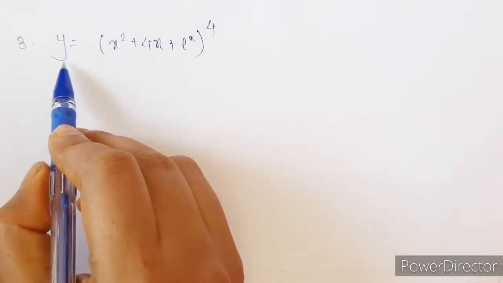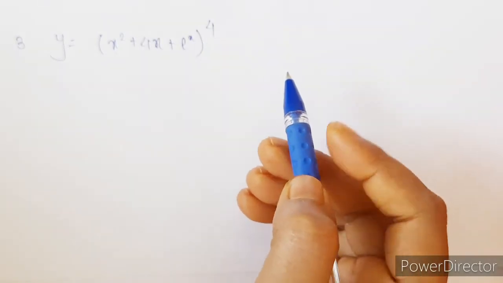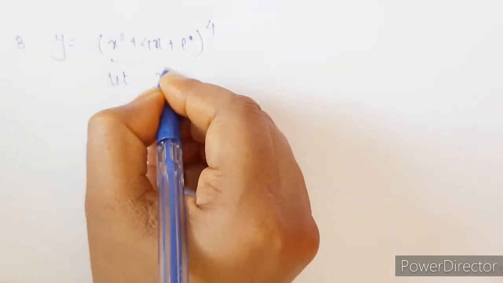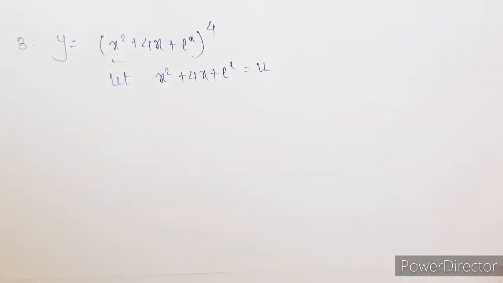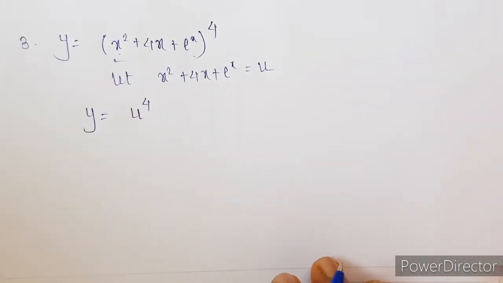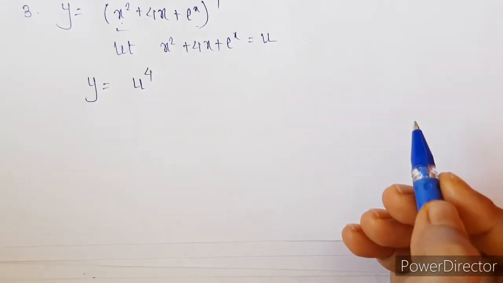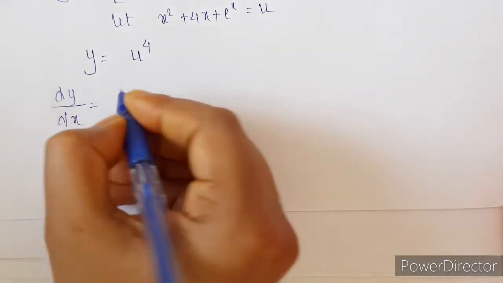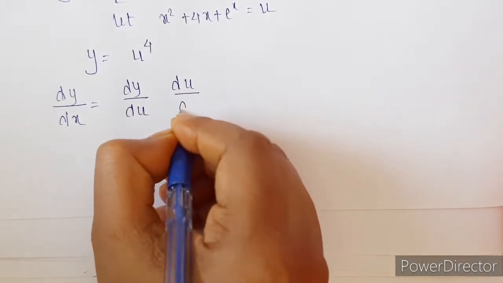Next example. In this case, y is given as x square plus 4x plus e raised to power x, all raised to power 4. So I am substituting these three terms as u. So let x square plus 4x plus e raised to power x equal u. So we can write y as u raised to power 4. Now we got y in terms of u and u in terms of x. So we can now use chain rule. So derivative of y with respect to x can be written as derivative of y with respect to u multiplied by derivative of u with respect to x.